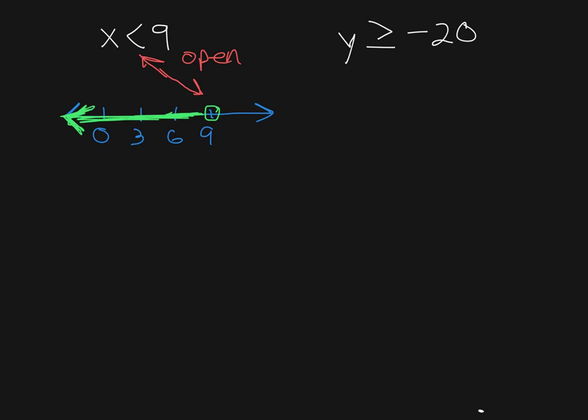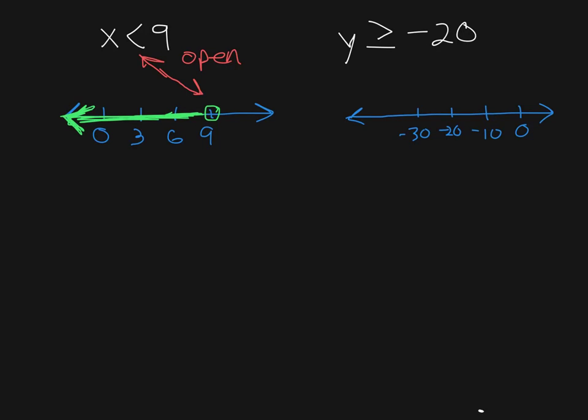Okay? Now, in our second example here, y is greater than or equal to negative 20. We'll draw our number line again. I'm going to want to have my numbers in the negative range. So I'm going to put 0 over here. And to get to negative 20, let's just count by tens. We'll go negative 10, negative 20, negative 30. So y can be any number greater than negative 20.